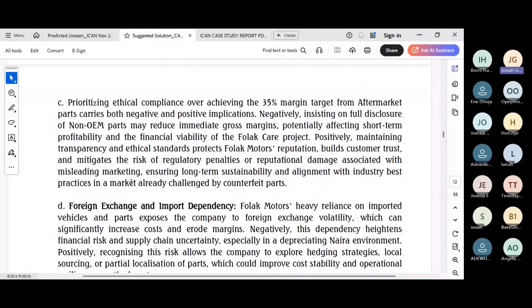In the C aspect, we said prioritizing ethical compliance over achieving that 35% margin is risky. Negatively, insisting on full disclosure of the non-original equipment manufacturer's parts may reduce immediate gross margins, while positively, maintaining transparency and ethical standards protects the company's reputation. So you're looking at risk from those perspectives.